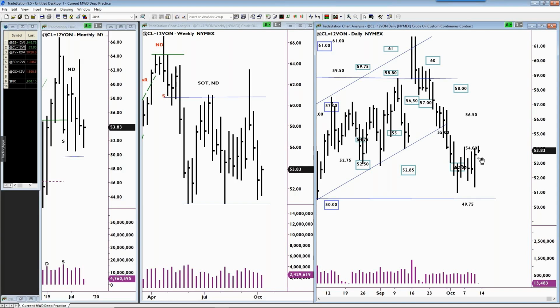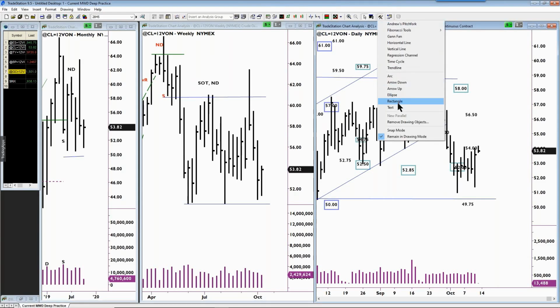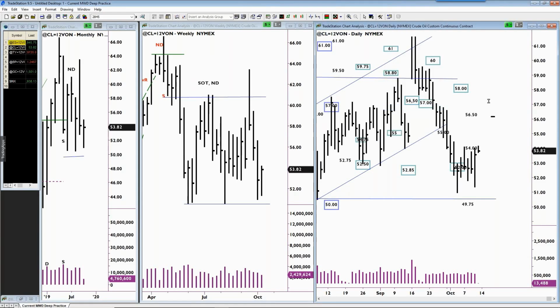And what I'm looking at is not anything different yet, really, from what we had. About 5650 in here as resistance, and then 4975 as support.